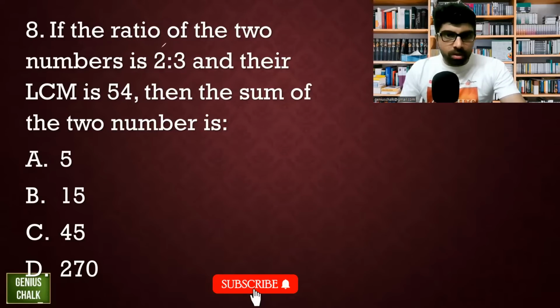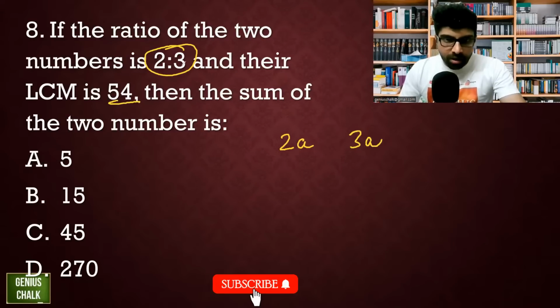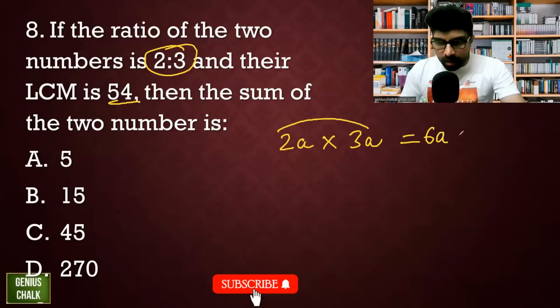The ratio of two numbers is 2:3 and their LCM is 54. This question I have shared in the shorts video as well. 2 and 3, that means the numbers are of the form 2A and 3A, as the ratio is given. Their LCM is 54. As per this form, the LCM should be 2 into 3, 6, and A. But the actual LCM is 54. That means the A value has to be 9.